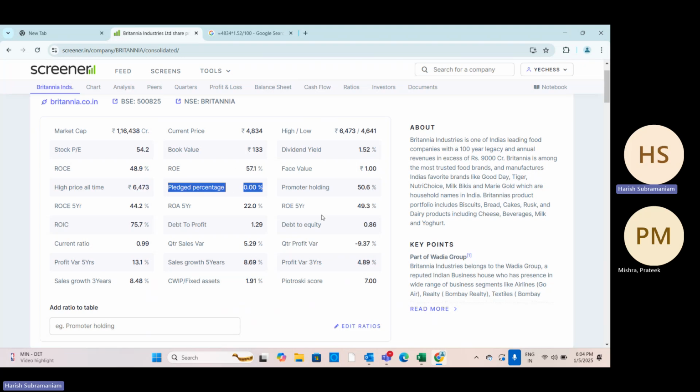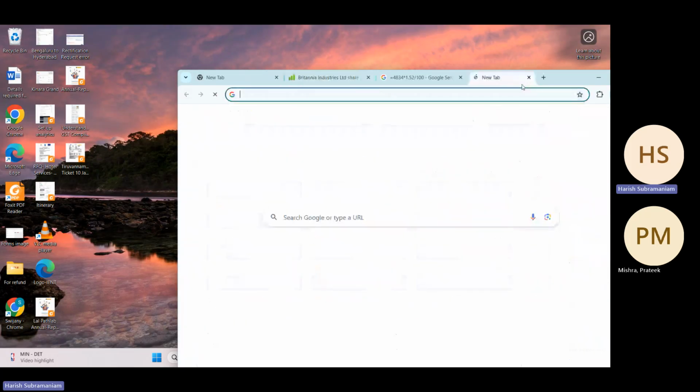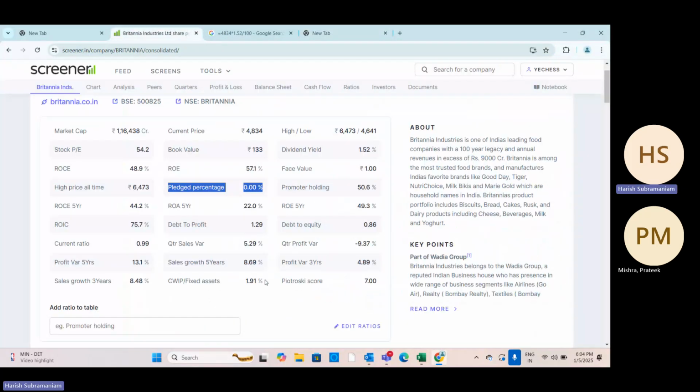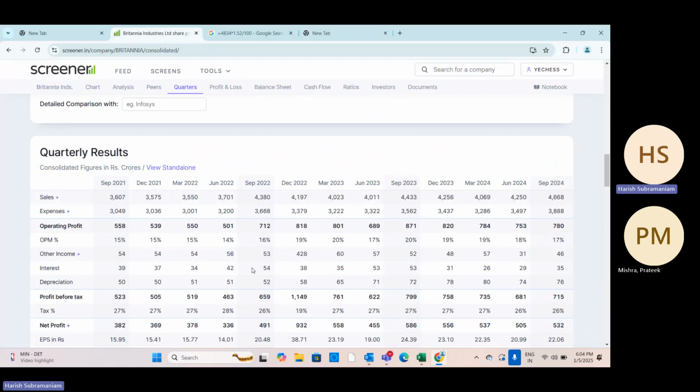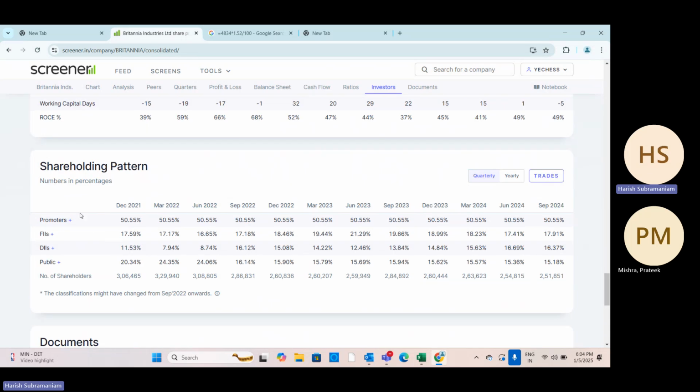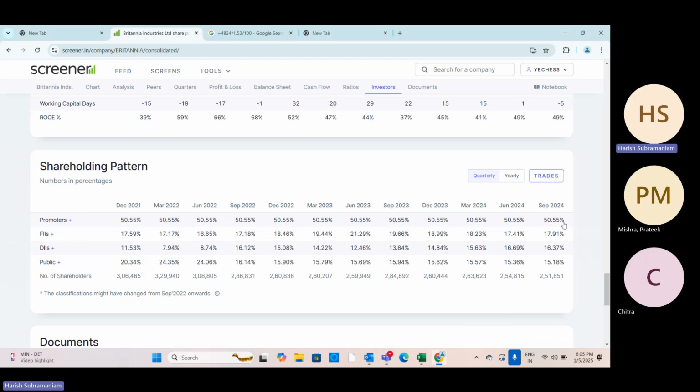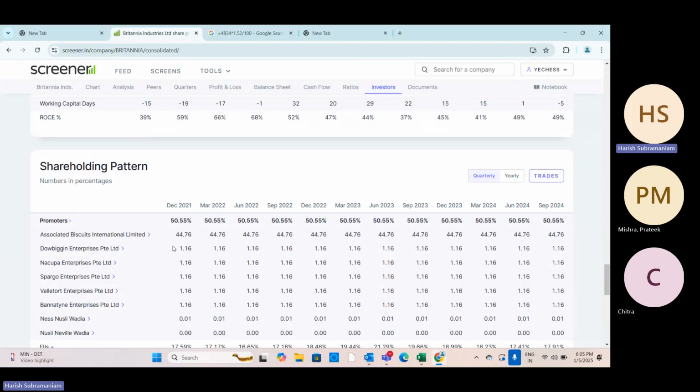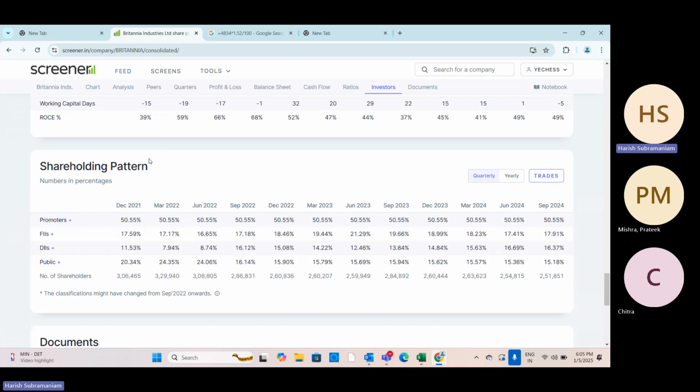So we now need to understand what is promoter holding and promoter pledging. So typically, when a company starts, there are people who are known as the promoters. The promoter is actually the owner of the company. So we come here, we have shareholding pattern where we see the promoter, and then we see the FIIs, DIIs, foreign institutional investors, domestic institutional investors, and then the public. So the promoters are basically the owners of the company. So what percentage of the company do the owners actually own? That is something that we should track very closely.